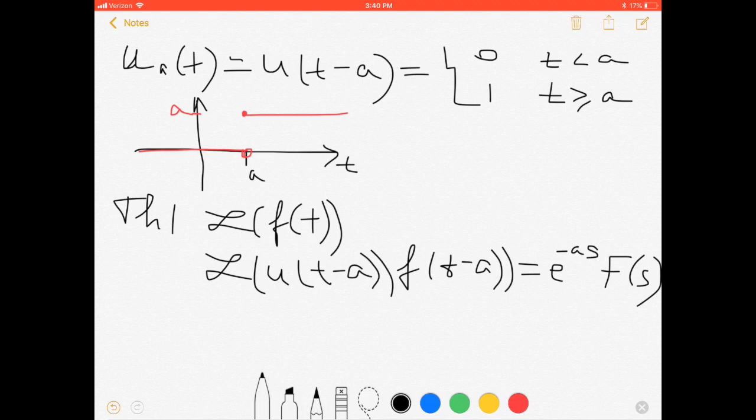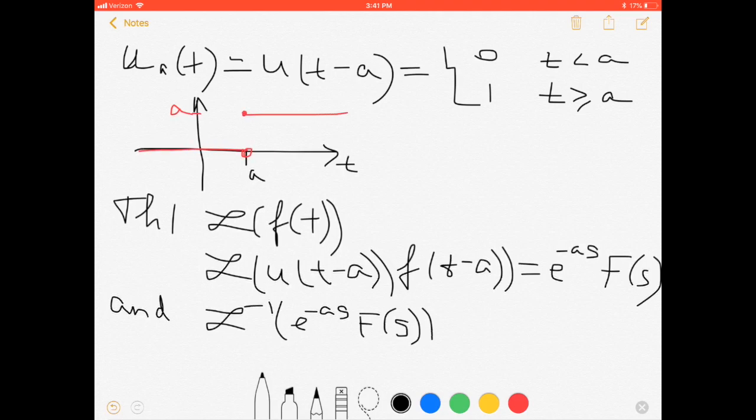And this is equivalent to saying the inverse Laplace transformation of e to the minus a s F(s) will be u(t minus a) f(t minus a). Okay, how does it work?